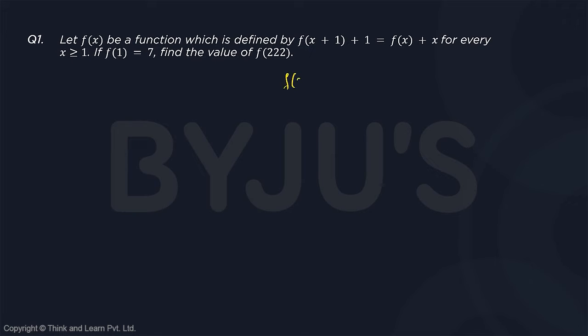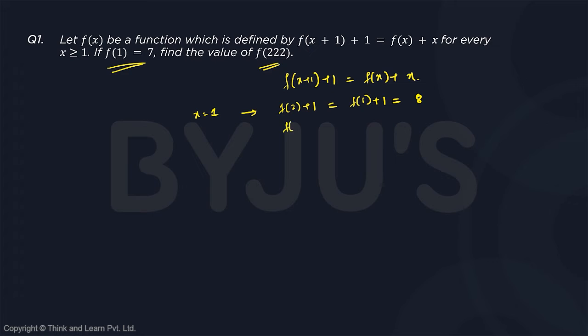So if you notice, this is f of x plus 1 is equal to f of x plus x for every x greater than or equal to 1. Usually when you get the starting point of f of 1 equal to 7, the logic for such a question is they are giving you f of 1. You are supposed to build a chain and go up to what you want. So observe what happens. If you want the next number, which is f of 2, you put x equal to 1. If you put x equal to 1, this gives you f of 2 is equal to f of 1 plus 1, which is 7 plus 1, 8.